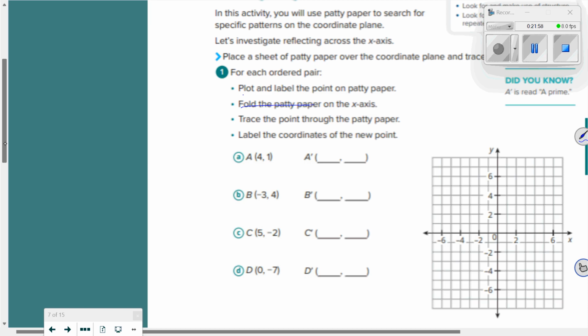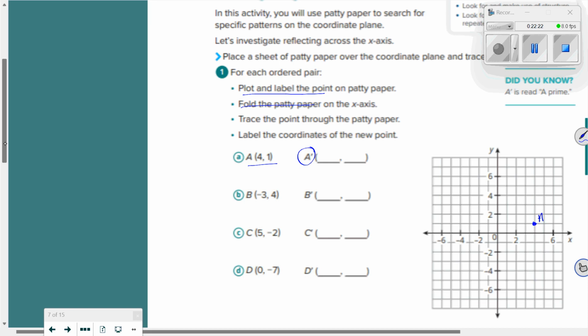Instead, what I'm going to do is plot and label the point. So I'm going to go to 4, 1. I go over 4, up 1. I'm going to put my point A. Okay? I'm labeling my point. Now, at this point, the way I say that is A prime. So it's saying it's A, but it's in a different position.